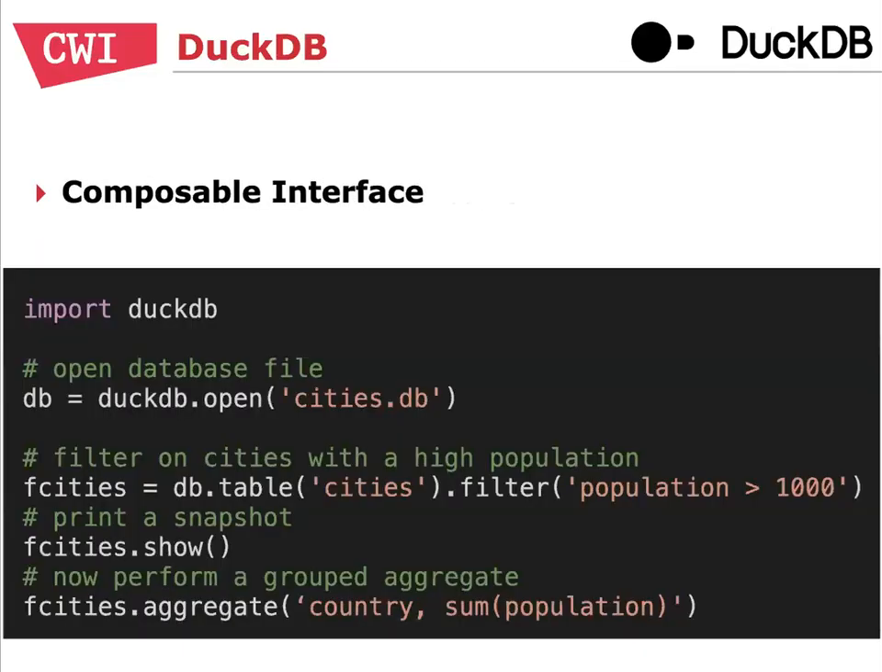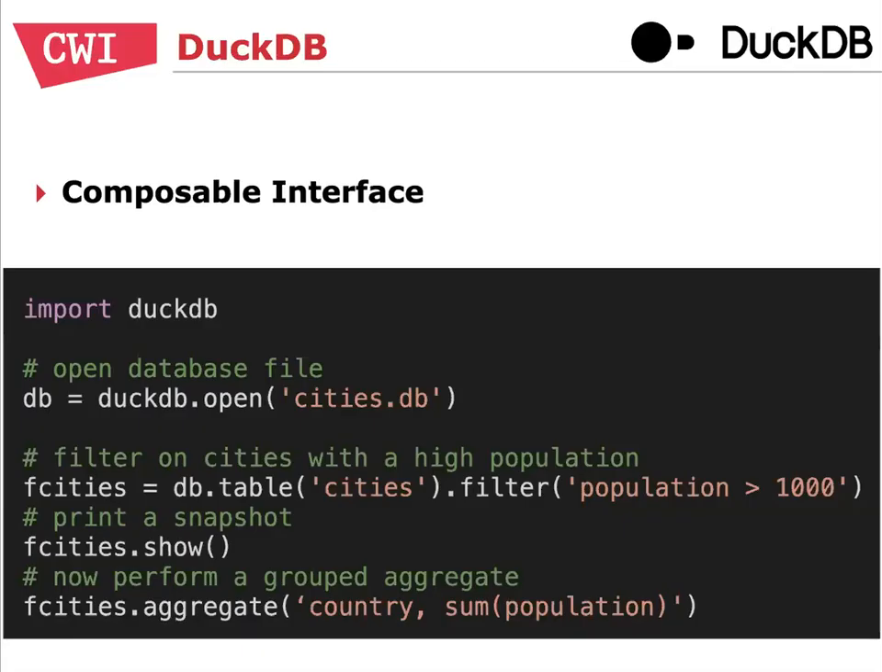We also have a composable interface. So while we do support full SQL as well, we also have this relational API, we call it, where you can compose individual operators. So here's an example of using it. You can call, say, duckdb.open and then open a database file. Then on that database, you can get a table, you can filter that table, and you can perform aggregates. And you can perform joins as well. You can perform basically anything you can do in SQL.